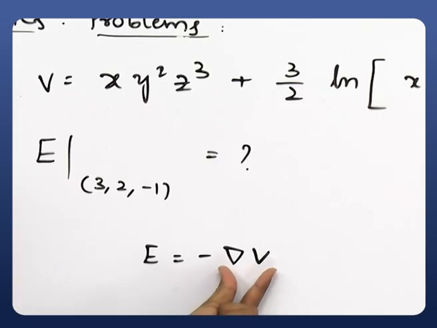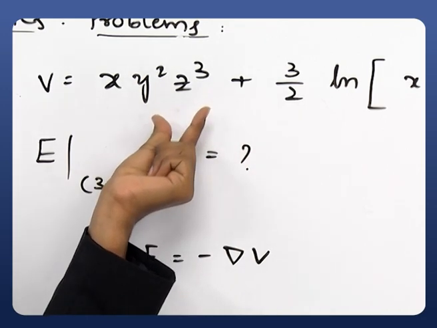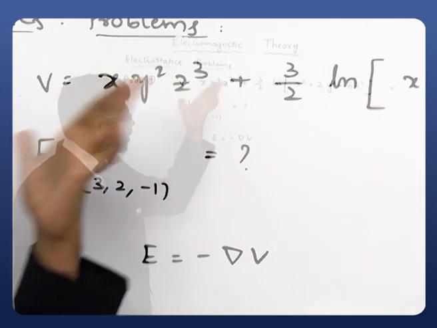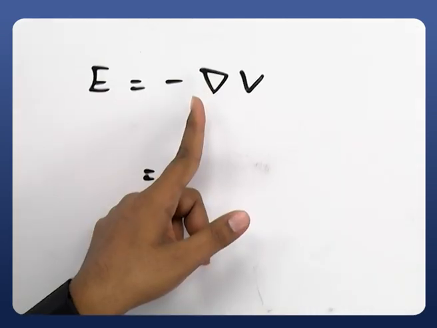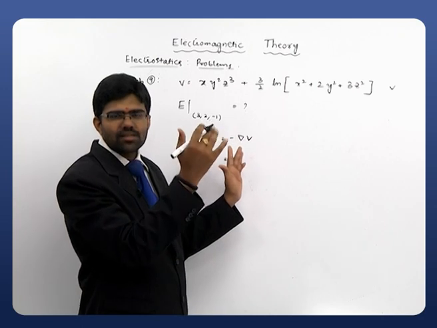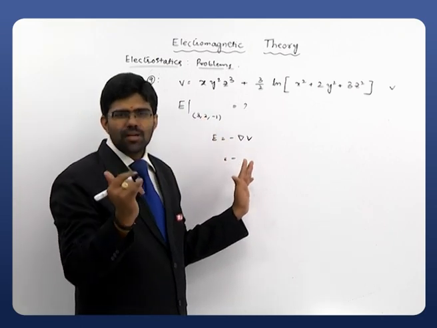So what we do is we will apply the gradient on this particular function. If you apply the gradient on this particular function, what happens to it? Just observe. Minus. This del operator can be expressed as dou by dou x ax plus dou by dou y ay plus dou by dou z az.